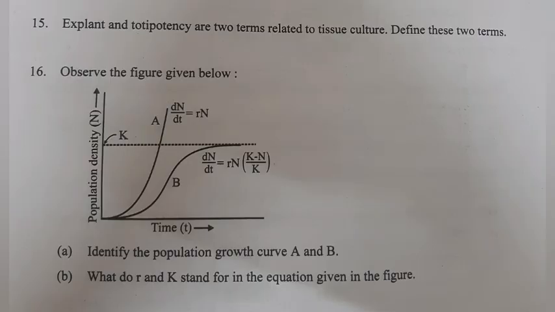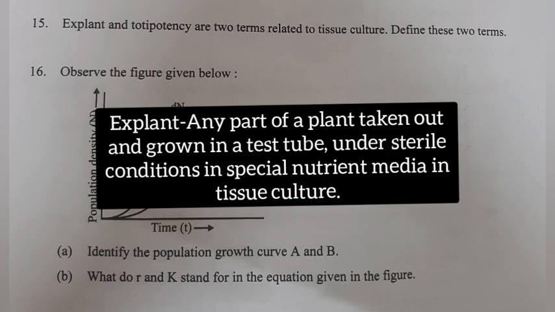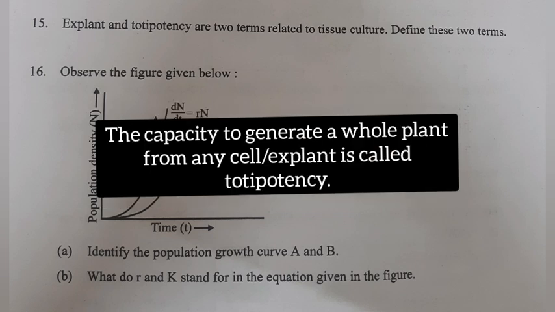15. Explant and totipotency are two terms related to tissue culture. Define these two terms. Answer. Tissue or plant part used for tissue culture is called explant. Or any part of a plant taken out and grown in a test tube under sterile conditions in special nutrient media in tissue culture. The capacity to generate a whole plant from any cell or explant is called totipotency.